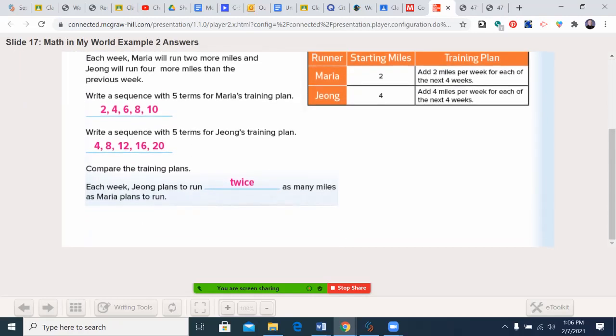Comparing those plans, Young plans to run twice as many miles as Maria. And you see that because 2 times 2 is 4, 4 times 2 is 8, 6 times 2 is 12, 8 times 2 is 16, 10 times 2 is 20. Go ahead and write that in. We'll do the guided practice together next. Talk math, and then you guys will have an opportunity to practice just a few, and then we'll move forward.